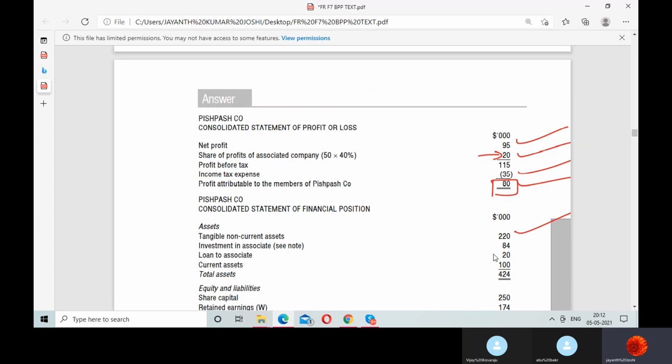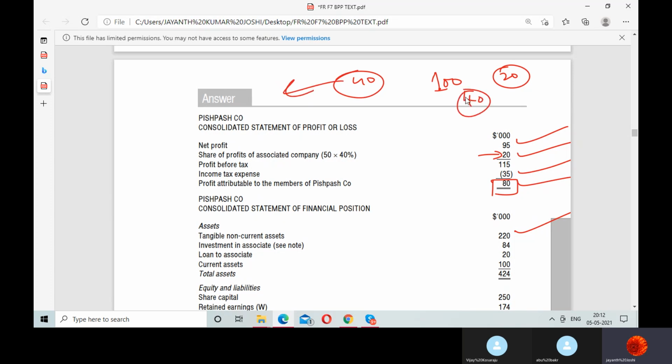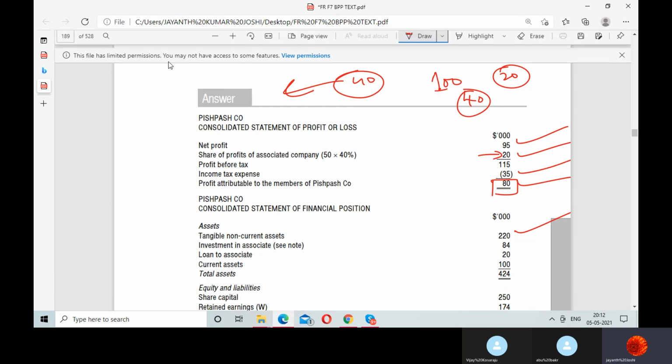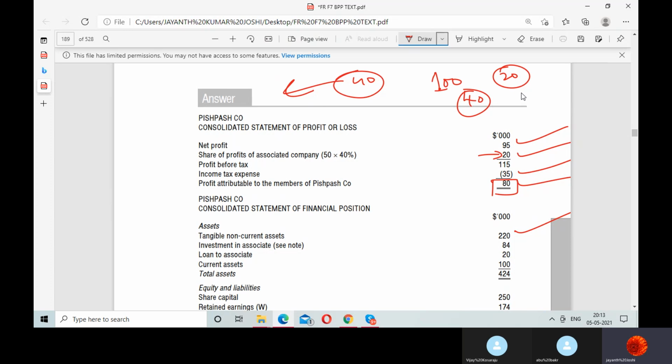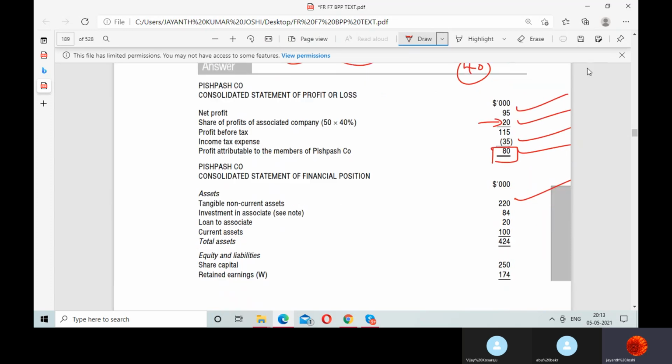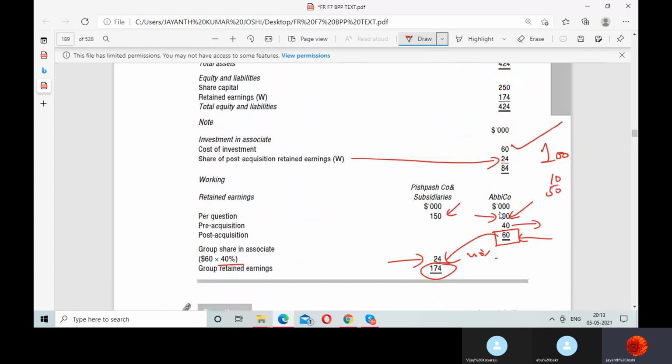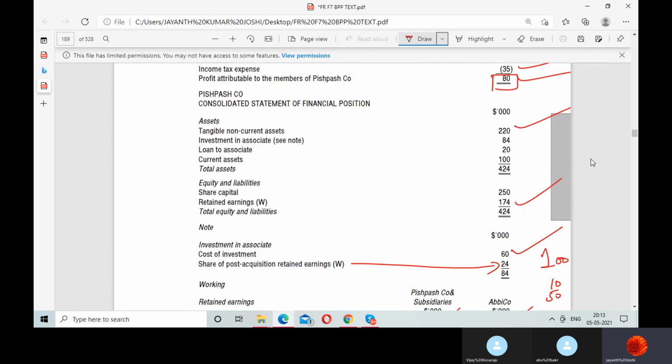See, current year, so that is 100. 100 is the retained earnings minus balance 40 of this associate. In that, 20 is already included, and 40 is pre-acquisition. So maybe they have earned some 40 after that, like it is a 3-years-back case. So altogether it is like how much? 60, and from that they should get their share, correct? So they got their share, and 174 is the retained earnings of the group.